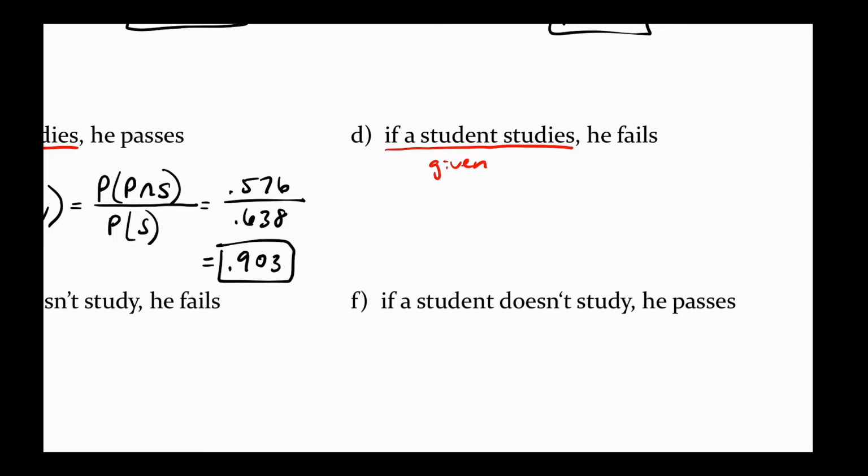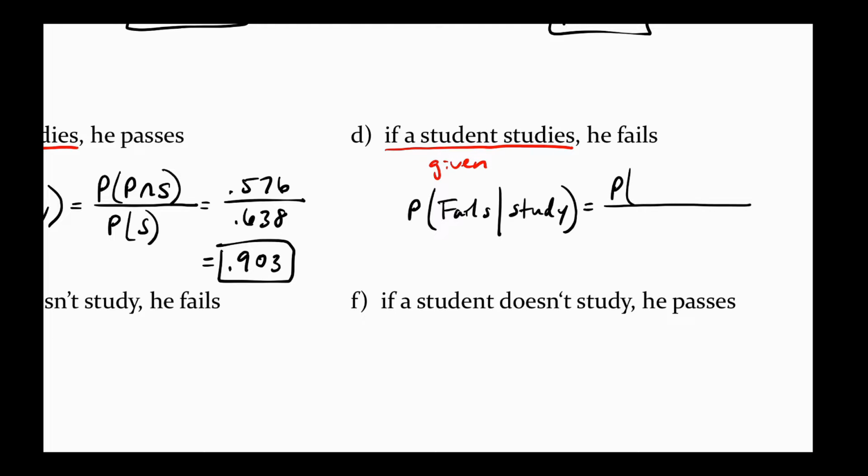He fails. So it's the probability a student fails given that they studied. Your worst nightmare, right? I studied for the test, even though most students that say they studied didn't really study. The worst nightmare is you study for the test and you still fail, right? So what's the probability of that?